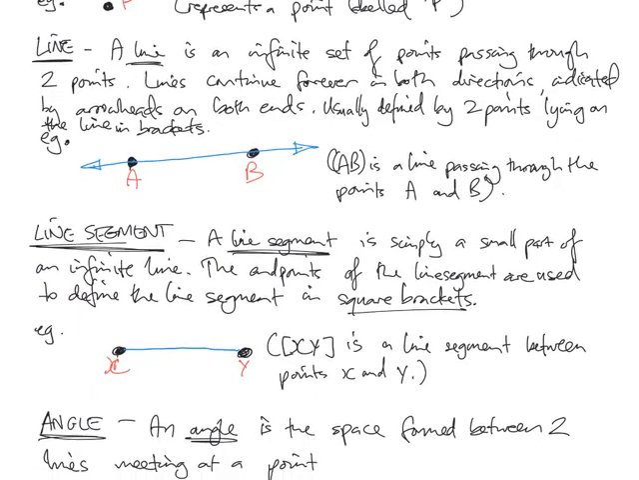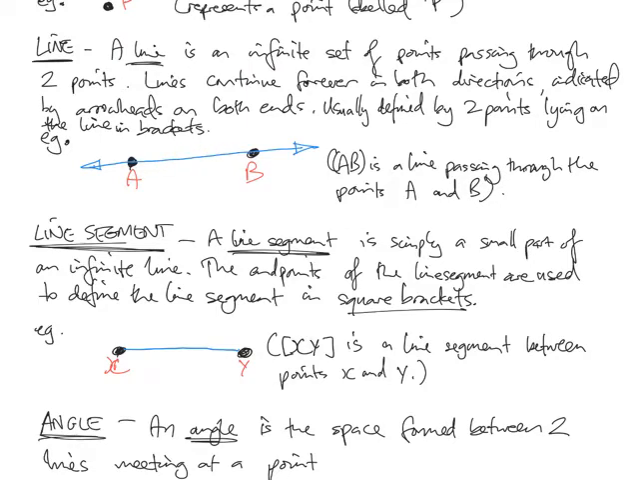A line is an infinite set of points passing through two other points. Lines continue forever in both directions, so remember that, indicated by arrowheads on both ends. Usually defined by 2 points lying on the line in brackets. So I've said a line is an infinite set of points. This blue line here with the arrowheads is a line. It goes on infinitely. That's why the arrowheads are there. And it's made up of points all the way along, an infinite amount.